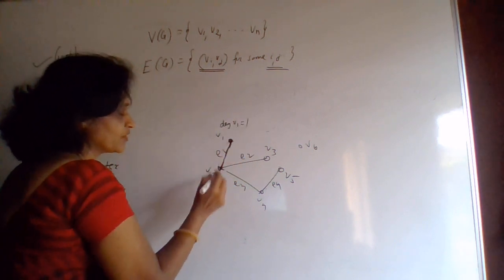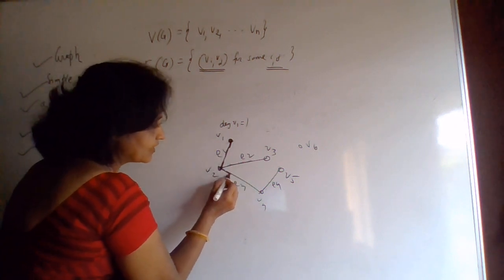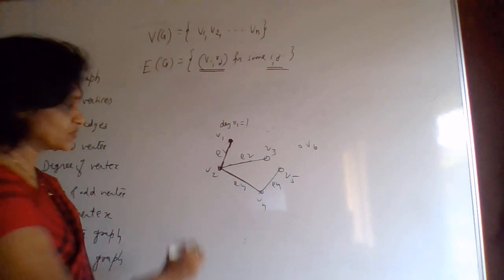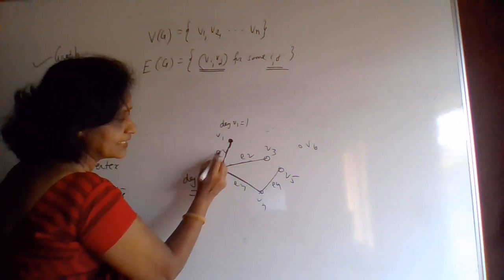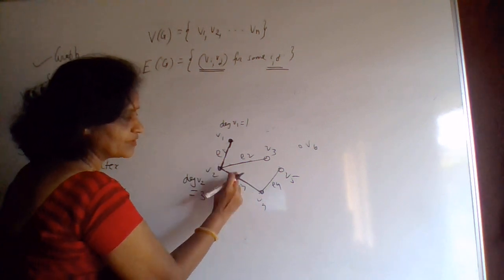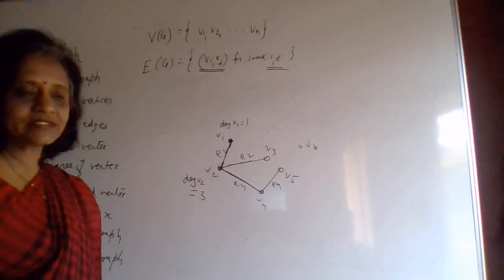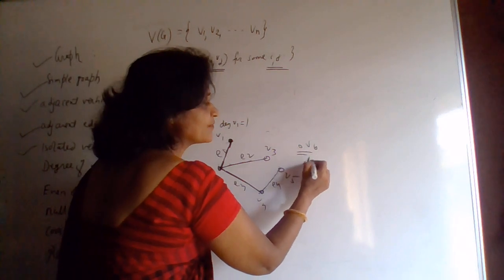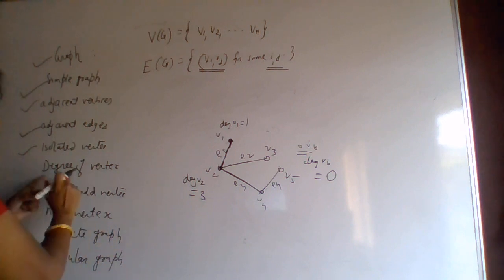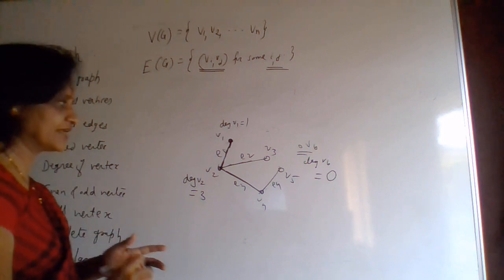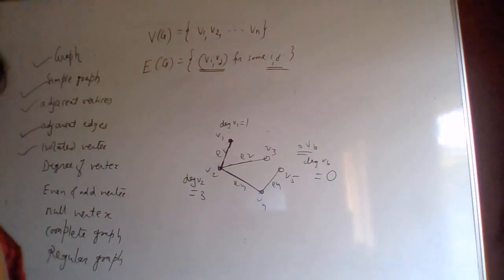For V2, you can see E1 is there, E2 is there and E3 is also there. So I will say here degree of V2 is 3. Now you can tell me degree of V4 is 2, degree of V3 is 1, degree of V5 is also 1, and what is degree of V6? Degree of V6 is 0. So degree of a vertex means number of edges incident on that vertex. That is degree of a vertex.